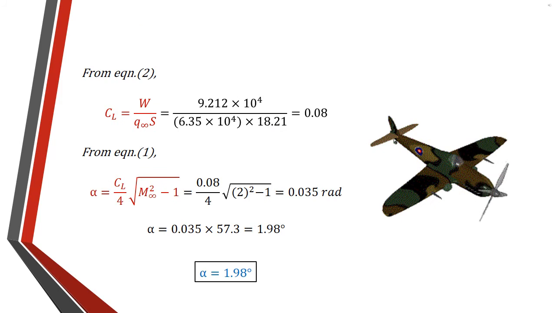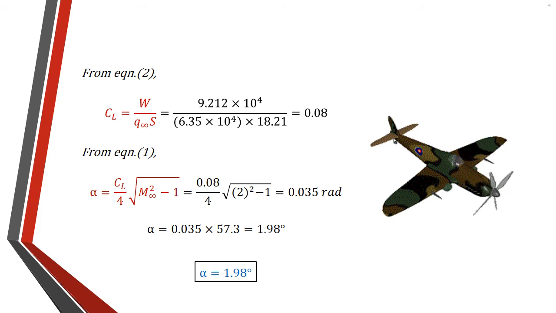Now we can find the lift coefficient C suffix L. Substitute W and Q infinity and S values in equation number 2 and simplify. We get CL is equal to 0.08. Now substitute lift coefficient and Mach number in equation number 1 and simplify. We have alpha is 0.035 in terms of radian. In degrees, the wing angle of attack is 1.98 degree.